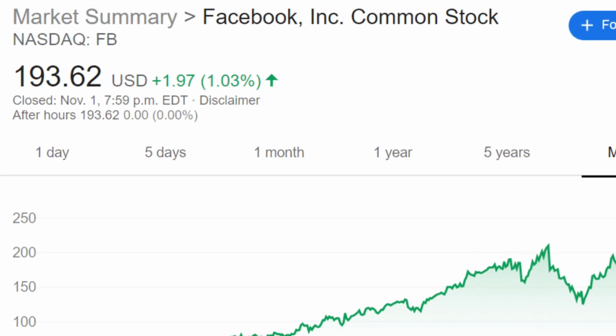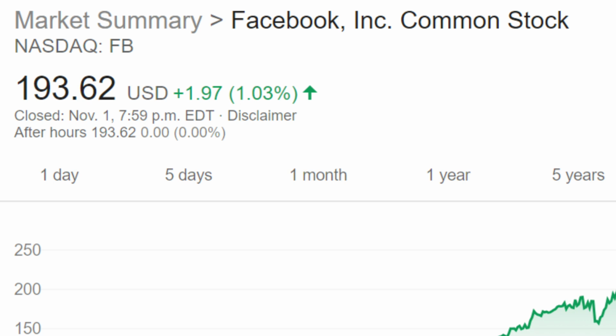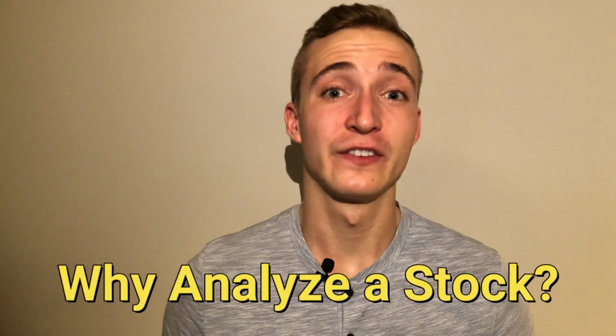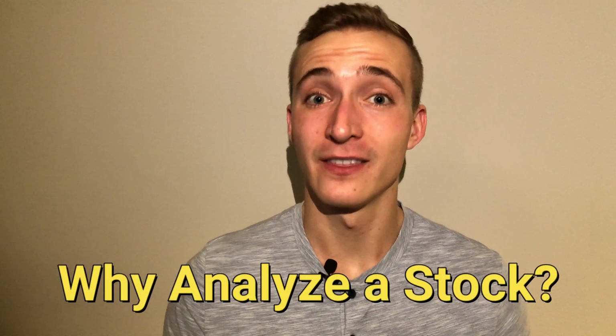Just from looking at the stock price alone, you really can't tell if a company is going to be cheap or expensive. You really have to dig below the surface of all of the different news articles that are out about the company, as well as all of the hype that surrounds the media. But before we get into the specifics on how to analyze a stock, we really need to understand why it's so important to analyze a stock in the first place.